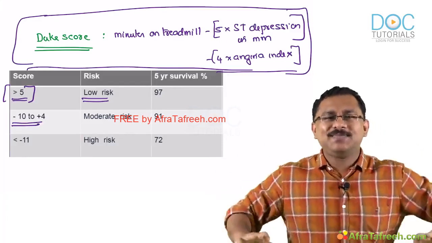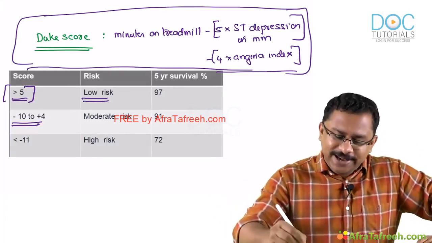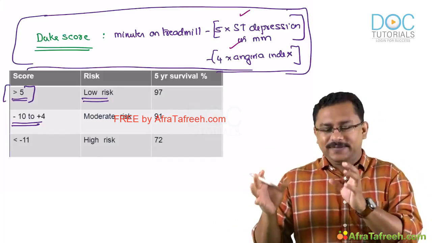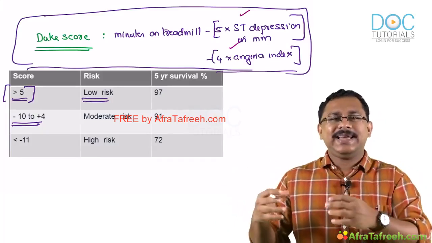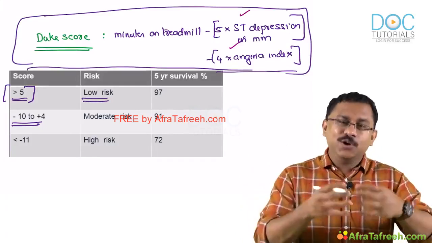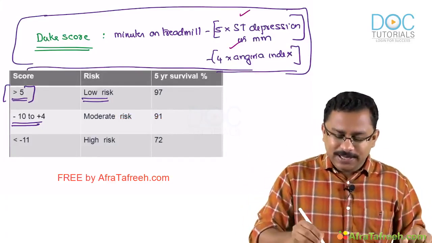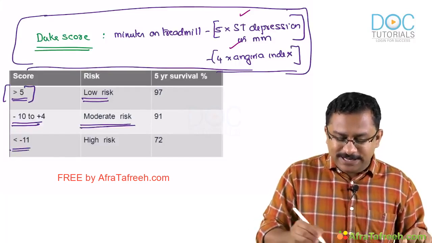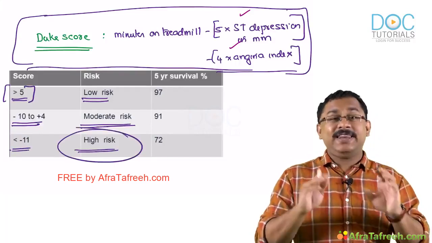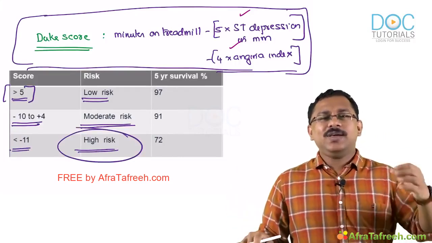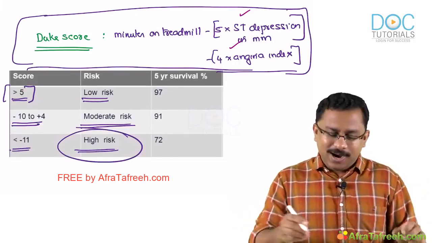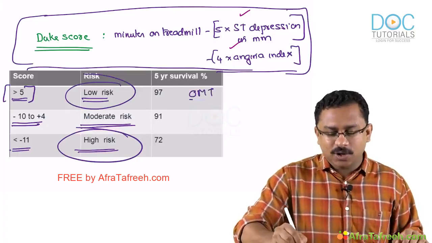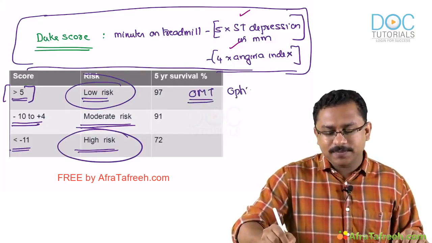now from where did this minus come? See, if these two values, the 5 times ST depression and the angina index, are high, then this Duke score will go negative. So then it is a moderate risk patient, and if it is less than -11, it is a very high risk patient. So in cases who are having low risk, you can think of the OMT, that is your optimal medical management.